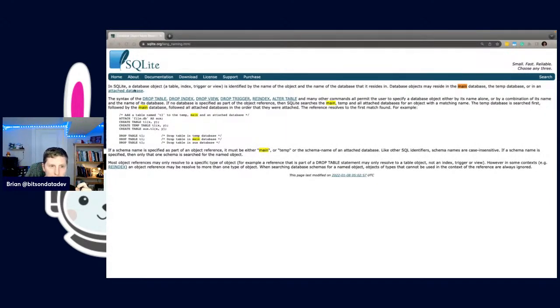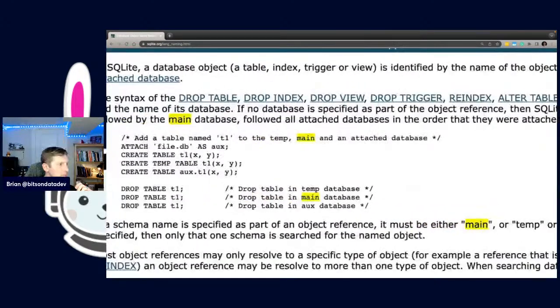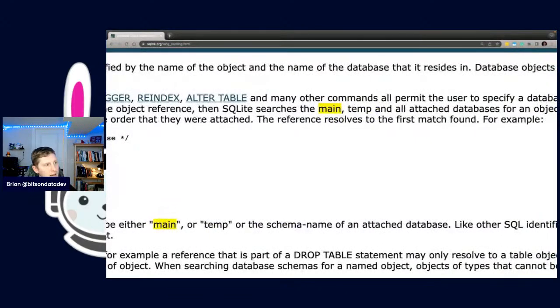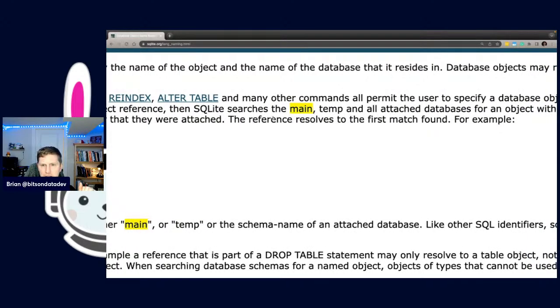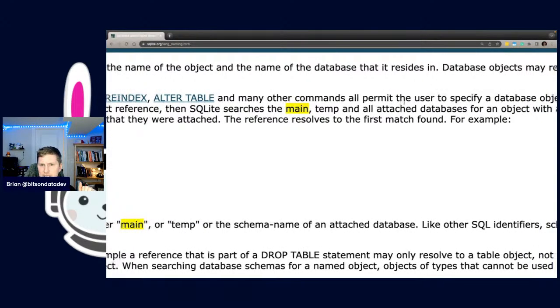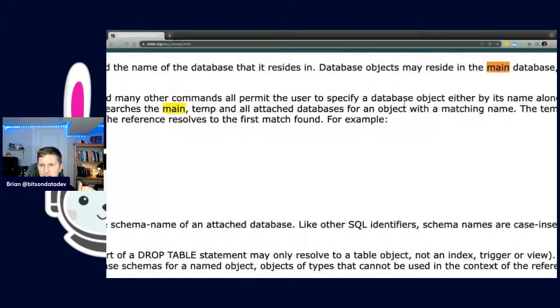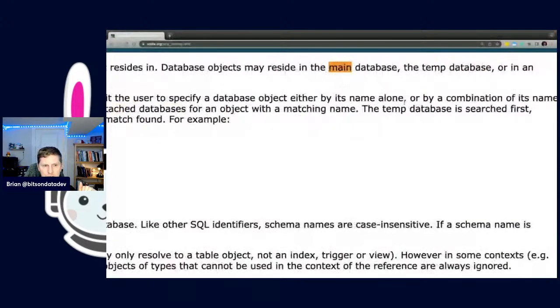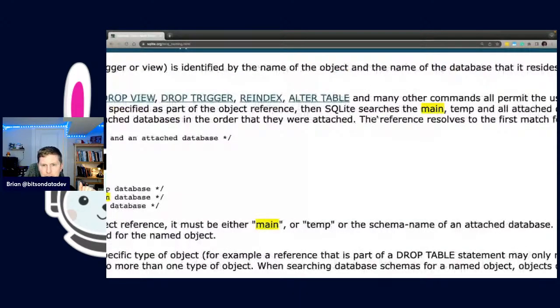Okay. So there is a database object that apparently is just by default, I don't know if it's hard coded or something in SQLite, but apparently it's called main. And so here, let me see if I can zoom in here. So this was not my own research. This was literally the research of a friend of mine. So I do not want to take the credit, but looks like main, temp, and all attached databases objects with a matching name. Temp database is searched first, followed by the main database, followed by attached databases.